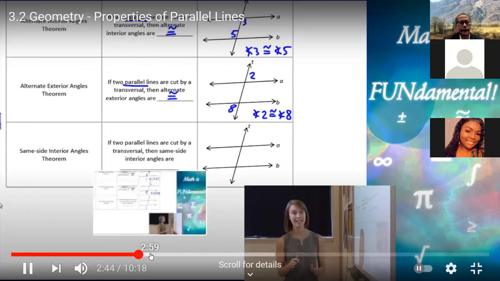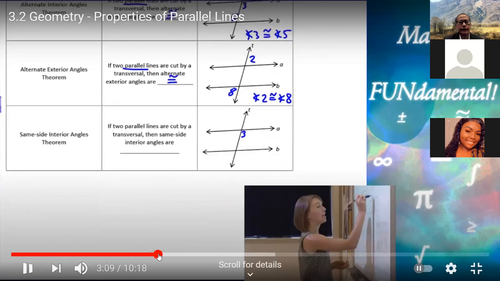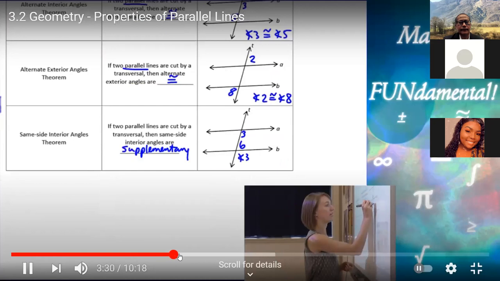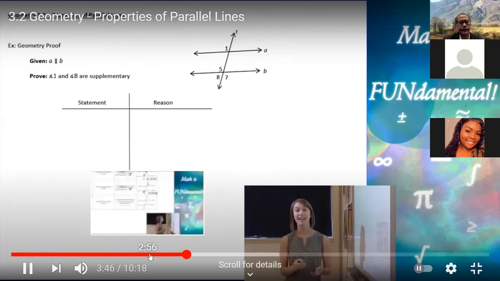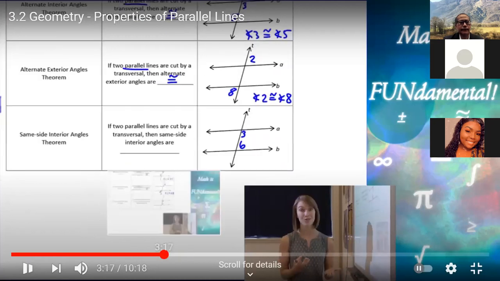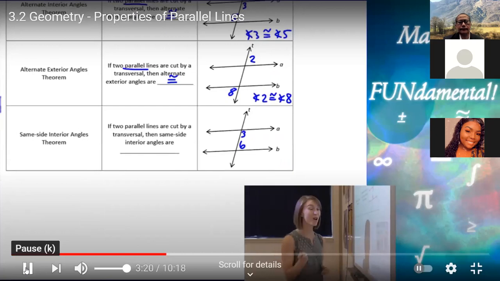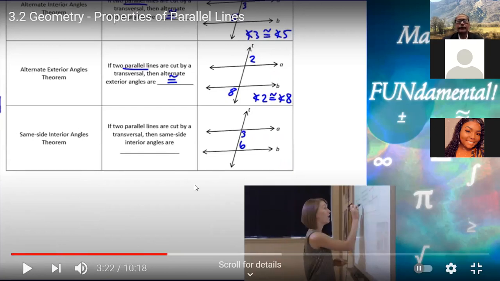All right, now, last one. Same side interior angles, angle 6 and angle 3. Are they congruent? Probably not. So our other option is that this one and this one are supplementary, and this one is supplementary. So we call it the same side interior angle theorem.